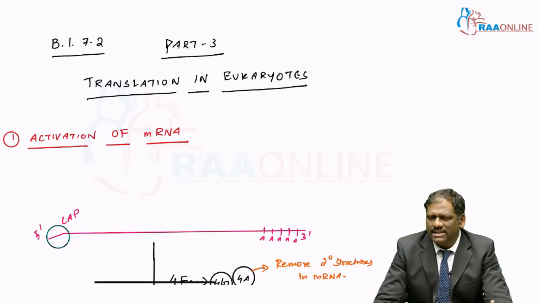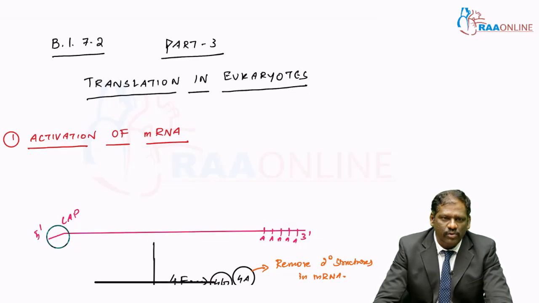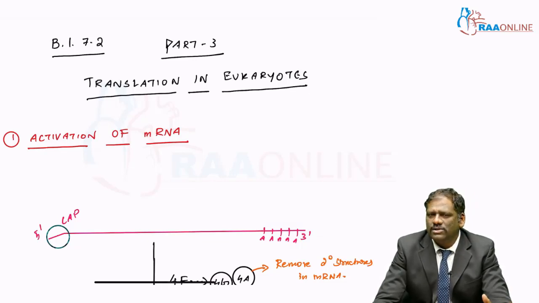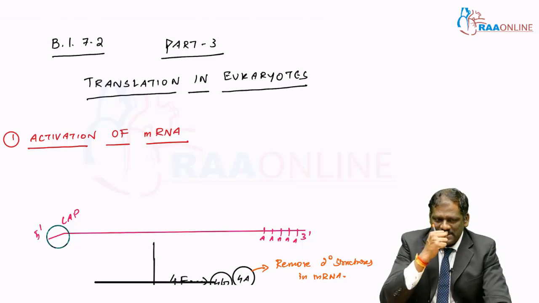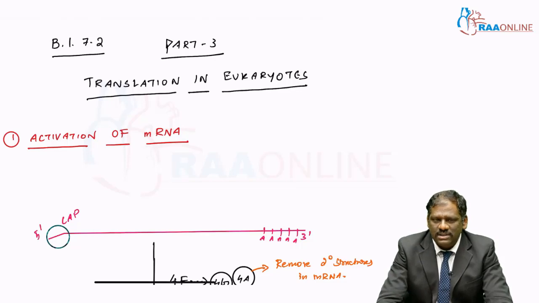Clear? Now it is similar to the prokaryotic translation, but before that, what is the role of mRNA here? What is the fate of mRNA which has been formed in eukaryotes? In prokaryotes, the mRNA formed will remain as it is. Okay, but in eukaryotes, the mRNA will undergo various kinds of post transcriptional modifications. What are those post transcriptional modifications?